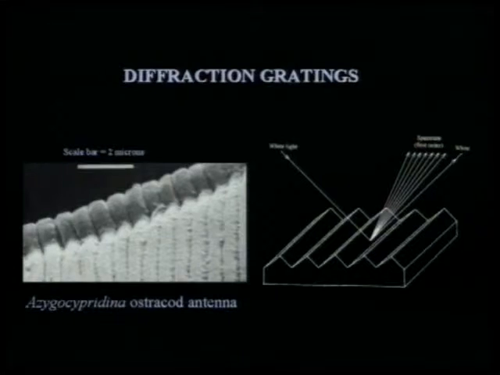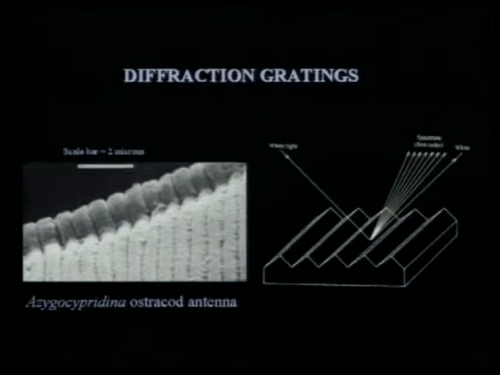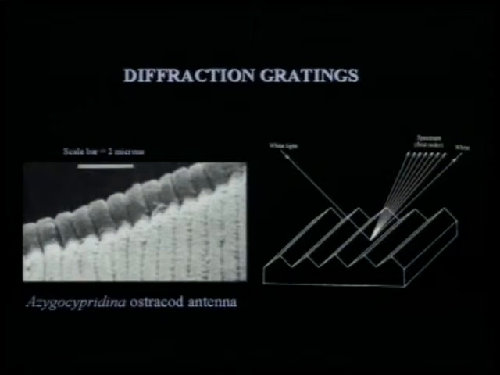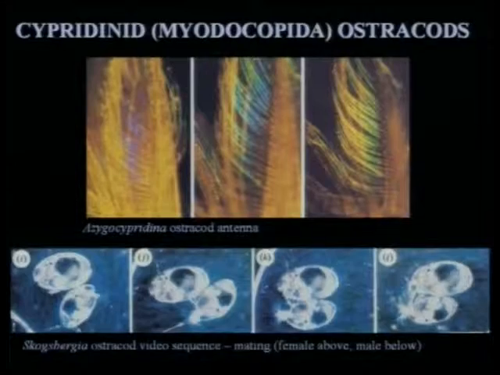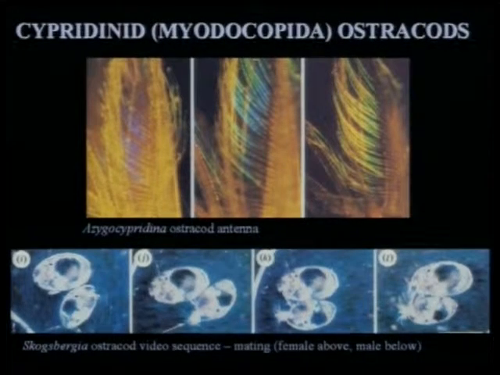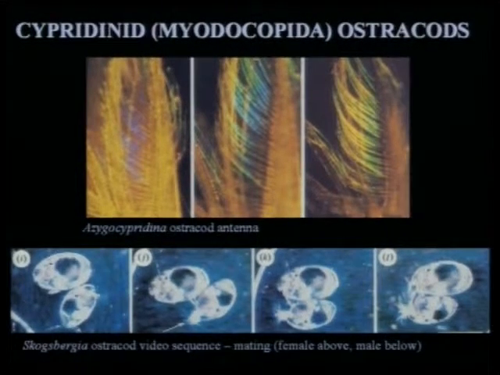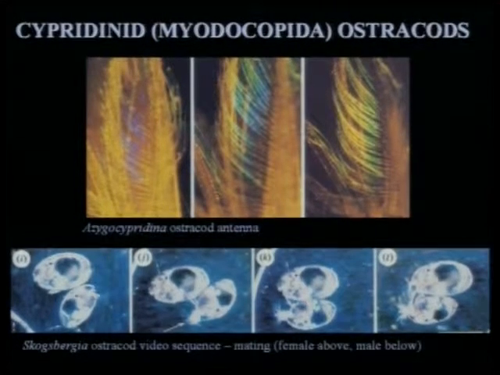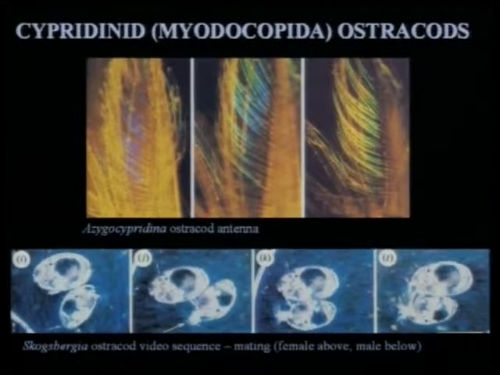Now, this is the same as the structure you will find on holograms, such as on credit cards, where white light is divided into a spectrum. And this is an electron microscope image of a hair that contains a diffraction grating. And here's the effect that it has. At the top there, you've got these hairs on the antennae that appear a different colour at different angles, just like a hologram.